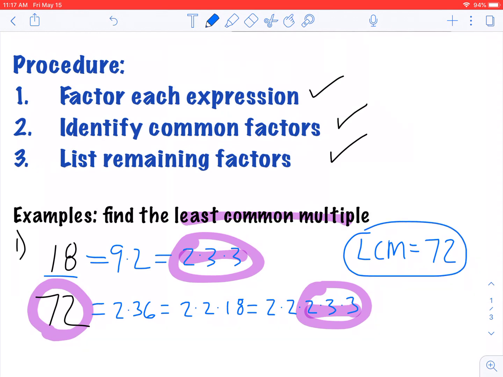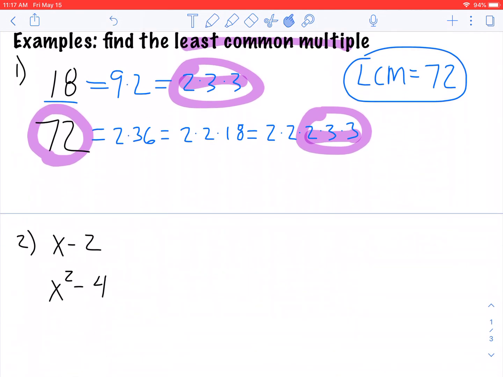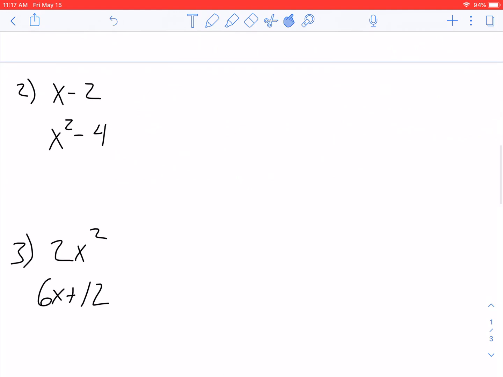But that's kind of a trip down memory lane with numerical fractions. Let's look at what we're going to do with algebraic fractions. So with the algebraic fraction, we're going to again start off by factoring. Well, it's nice because our first expression here is factored already. However, the second expression factors into x plus 2, x minus 2.